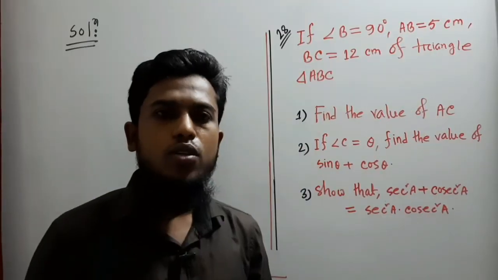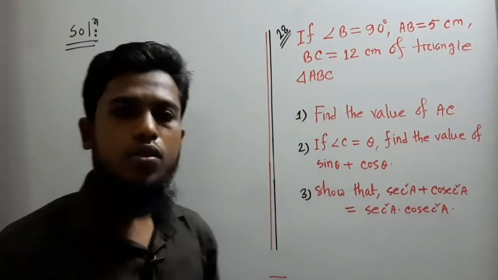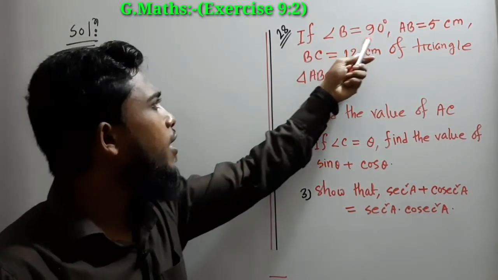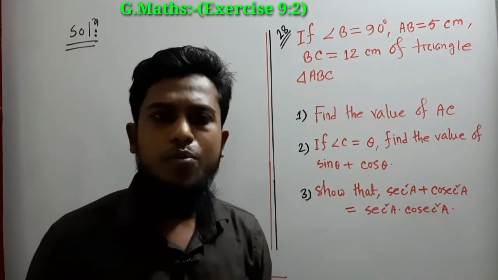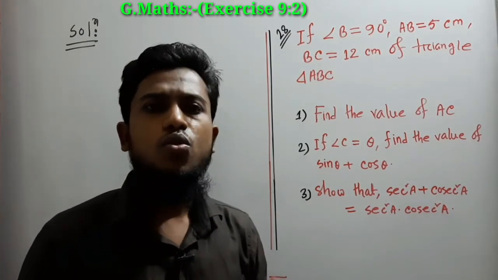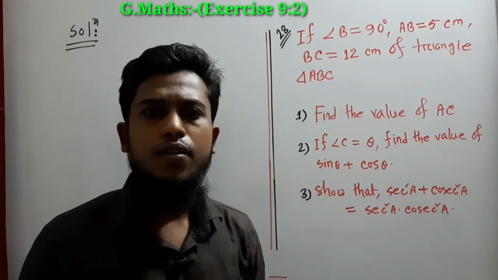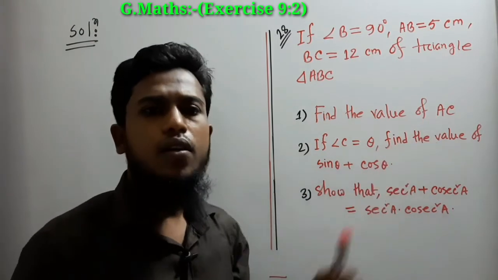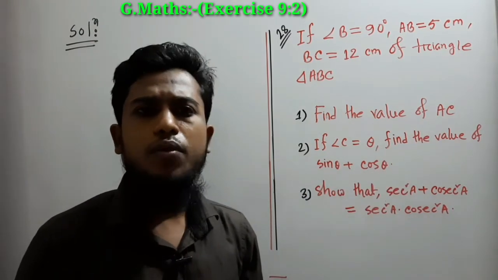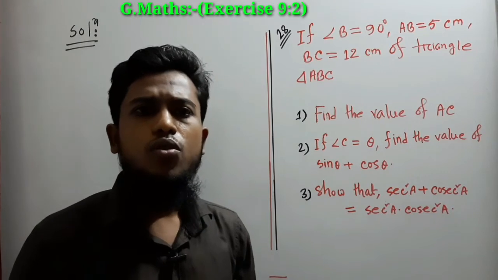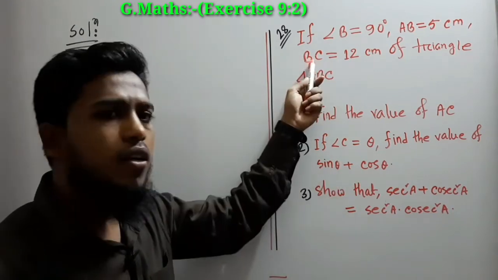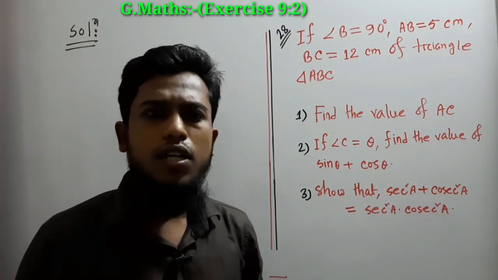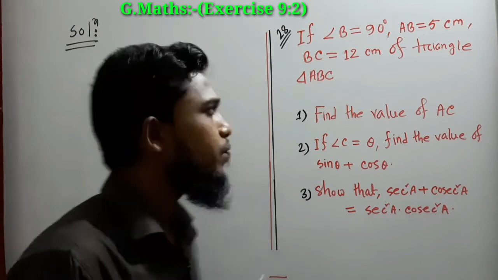Dear students, we are going to solve question number 28 of your general math exercise 9.2. Our given information: if angle B equals 90 degrees, AB equals 5 centimeters and BC equals 12 centimeters of triangle ABC. Our first question: find the value of AC. Dear students, to find the value of AC, first of all you have to draw a triangle from our given information and then apply the Pythagoras theorem. So let's start our solution.